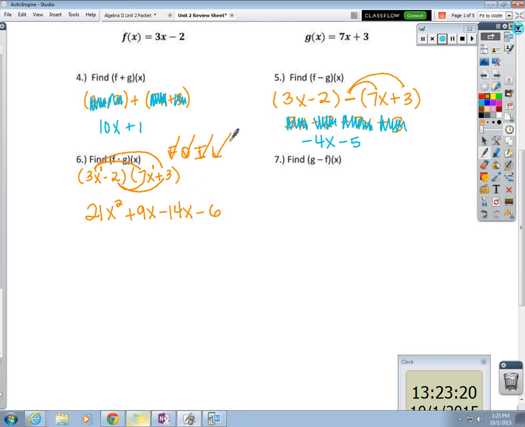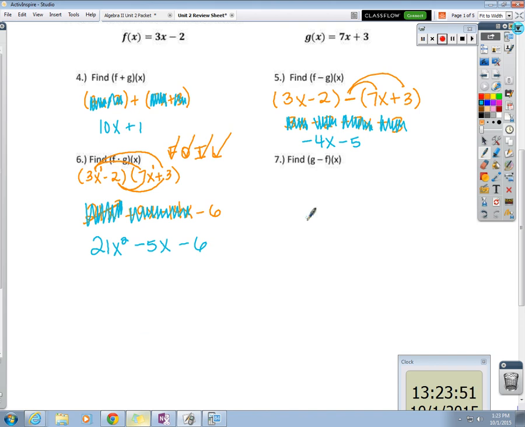Why not? Okay. Can 21x squared be added with anything? No. So it just stays 21x squared. Okay, and then mark it out because you're done with it. You can't use it again. Can 9x combine with anything? The negative 14x. And 9x minus 14x is, right? And then all that's left is minus 6. So it would just come down.